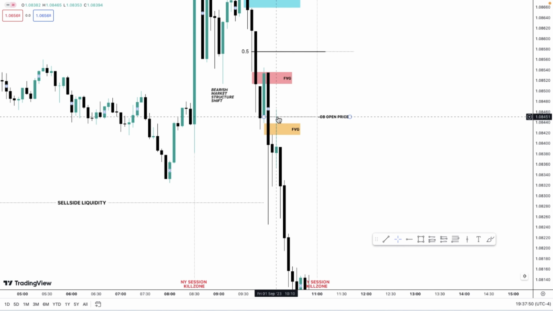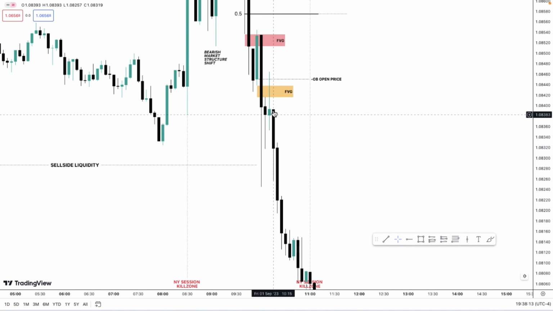Obviously, when you're talking about silver bullets, you can't be mentioning order blocks. But nevertheless, someone who's not trading the silver bullet and yet is trading at that specific time and price will be looking at this order block. So just note that.